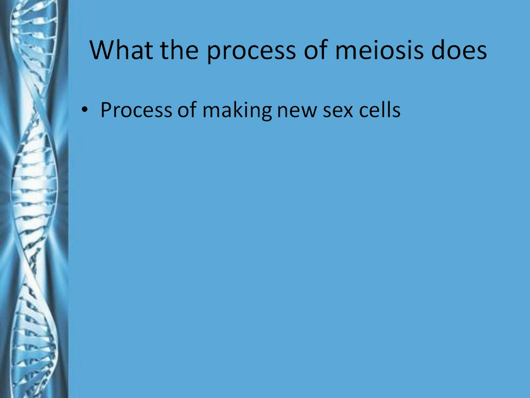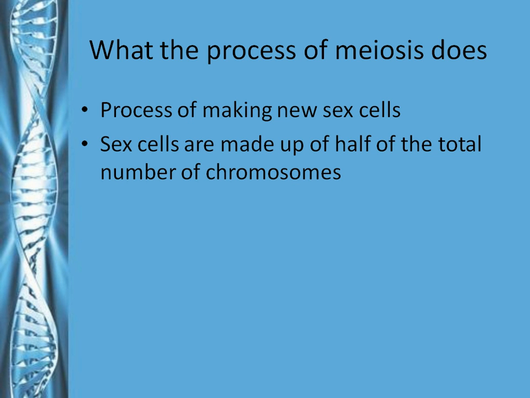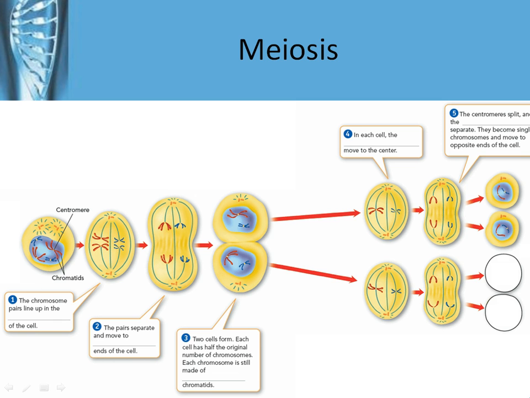So it's a process of making new sex cells, which are of course the sperm and the egg. Sex cells are made up of exactly half of the total number of chromosomes that are typically found in a cell. If we take a look at the process here, you can actually see it starts out as you have a regular cell that then undergoes what looks like the process of mitosis, and it actually makes a copy of all the DNA or all of the chromosomes and creates two separate cells, which are called daughter cells.